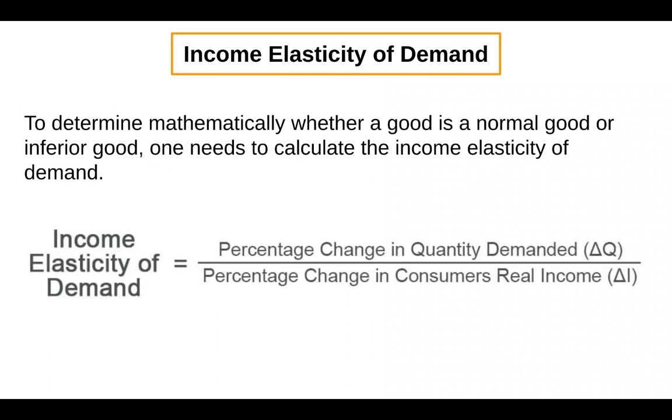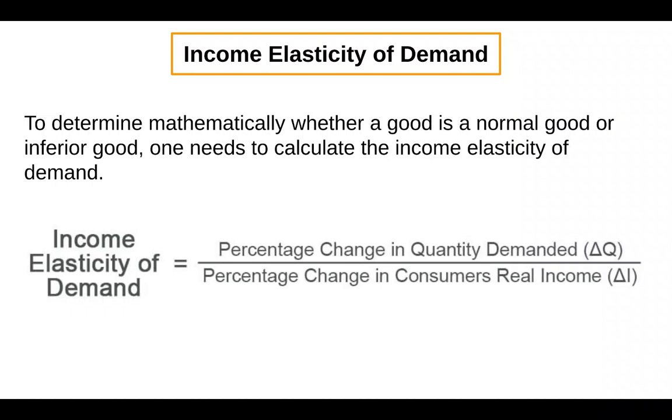The other elasticity I want to talk about in this video is the income elasticity of demand. This will tell us if a good is a normal good or an inferior good. Okay, so to do this, we have to calculate the income elasticity of demand. So this means the percentage change in the quantity demanded divided by the percent change in consumers' income. It says real income here, but that just means income. You don't really have to worry about the real part of this. What it actually means is that it's adjusted for inflation, but inflation is a macro concept, so we don't really need to worry about it here.